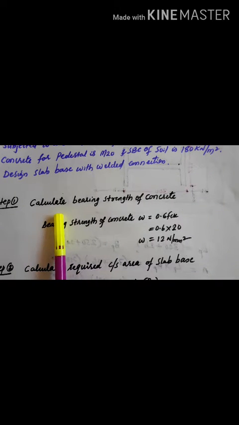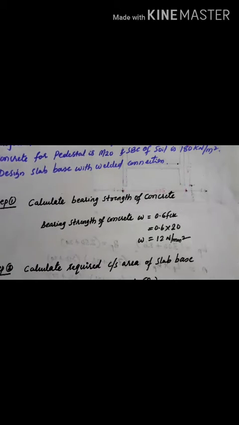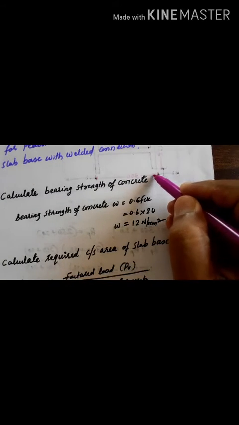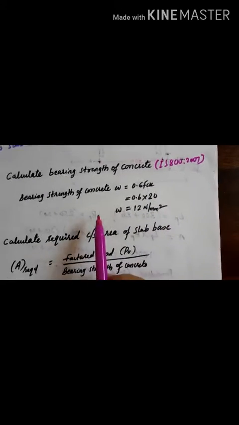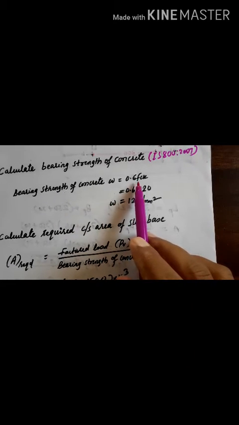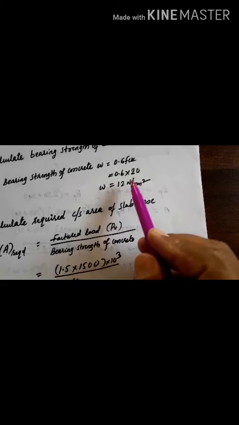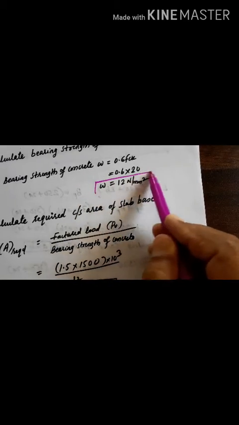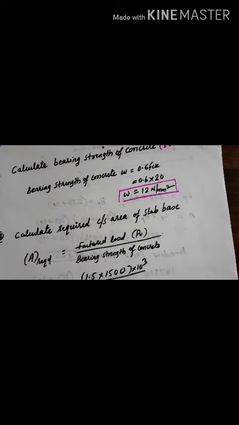The first step you need to do is calculate the bearing strength of the concrete. As per the code IS 800 2007, the bearing strength of the concrete is to be taken as 0.6 times fck. That is 0.6 into 20, where 20 is the M20 grade concrete given. For M20, fck is 20, then you will get the permissible bearing strength of concrete as 12 Newton per millimeter square. This much is the permissible.